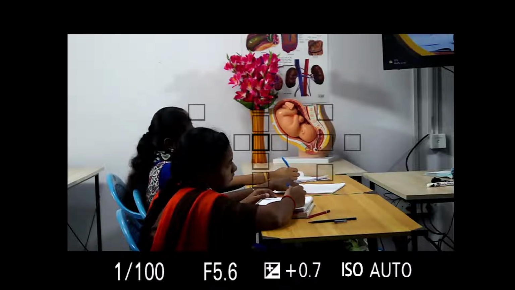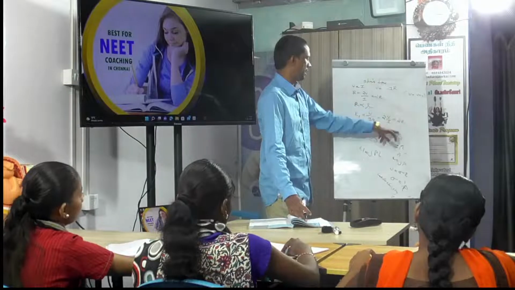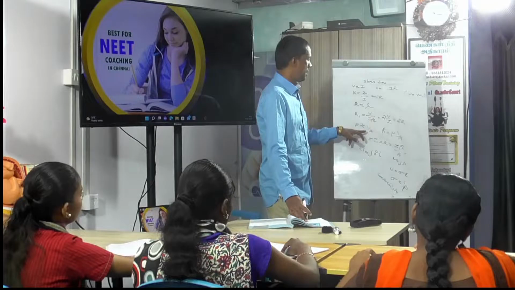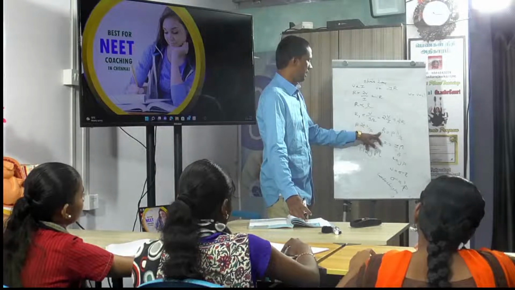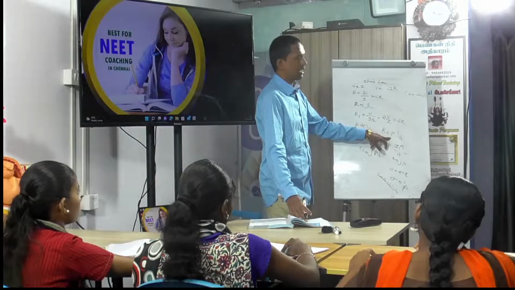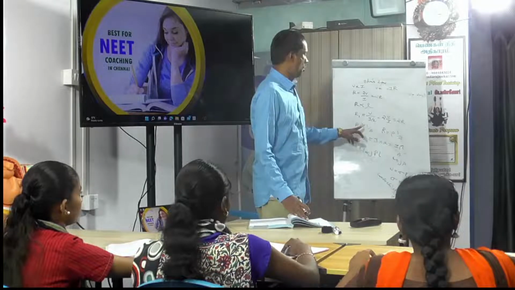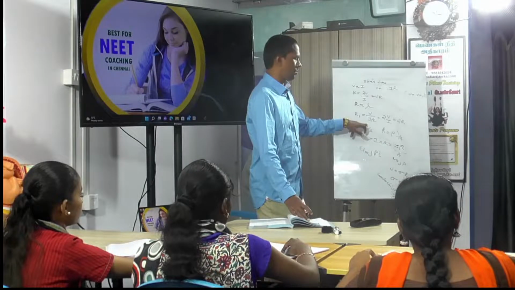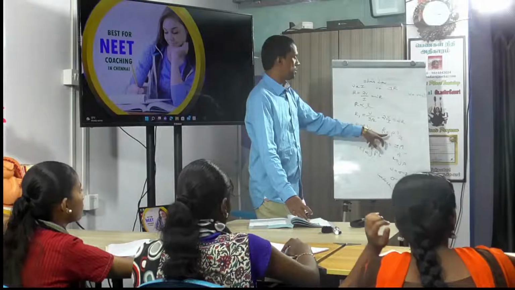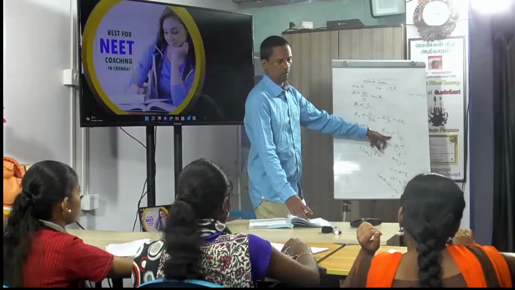R is inversely proportional to area. So R is equal to rho l by A, where rho is a constant, the specific constant called resistivity. Now V is equal to IR, and if I substitute for R, it will be rho l by A.